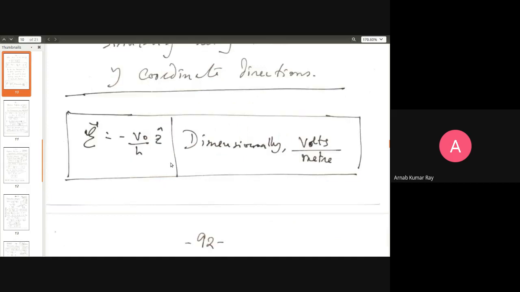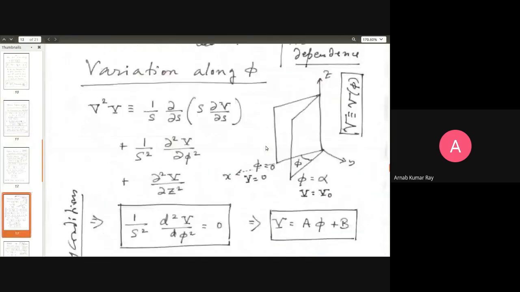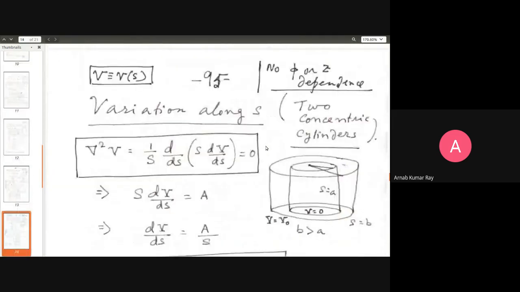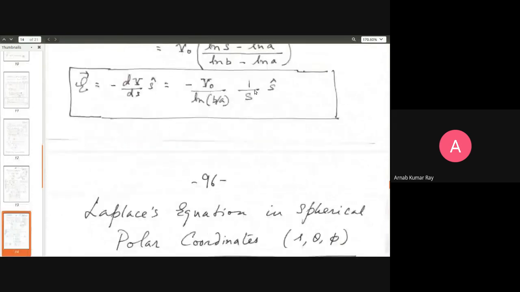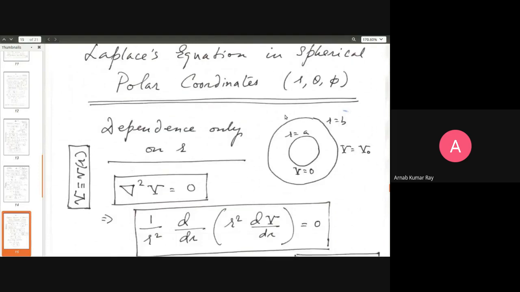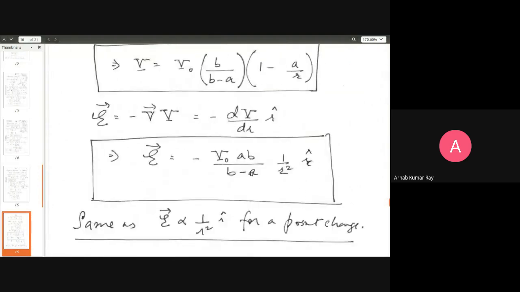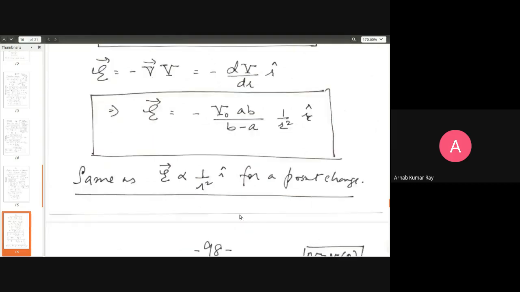If you have plane symmetry, electric field will not change. If you have cylindrical symmetry, then along the S direction, electric field will go as 1 by S, S cap. And if you have spherical geometry, the electric field will fall off as 1 by r squared, r cap, times some constant. So they all are self-consistent. Gauss and Laplace, both of them are consistent with each other.